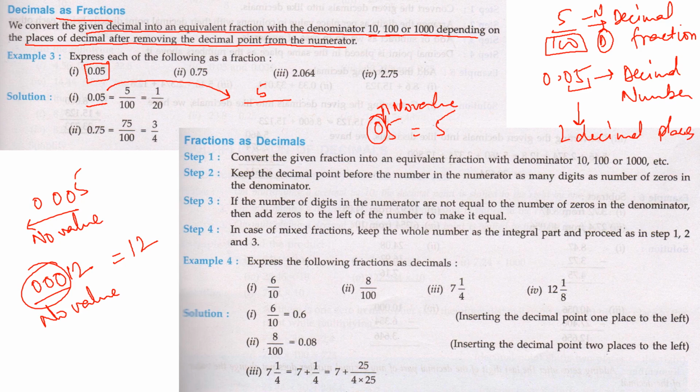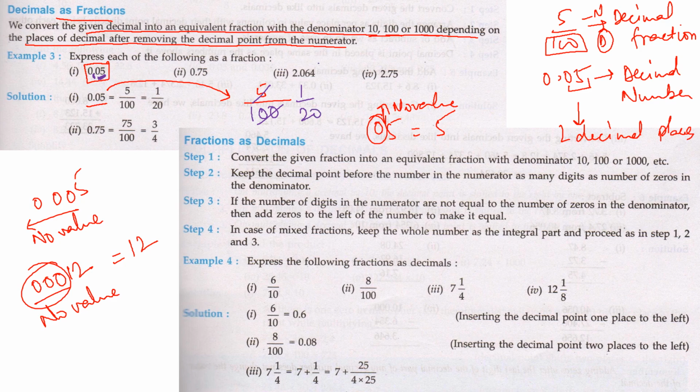Then what will you do? Then in the denominator, first you will write 1. Then point, and after point how many digits are there? 2 decimal places are there, na? So it will have 2 zeros. So the answer will be 5 by 100 which will be reduced to 1 by 20.